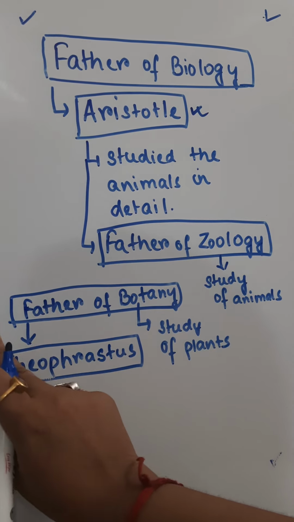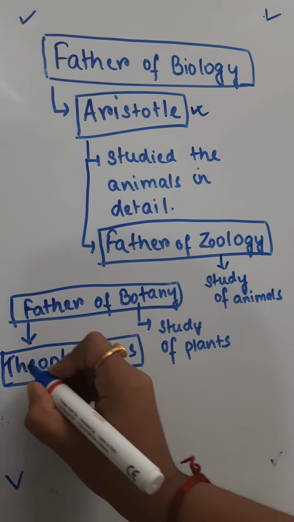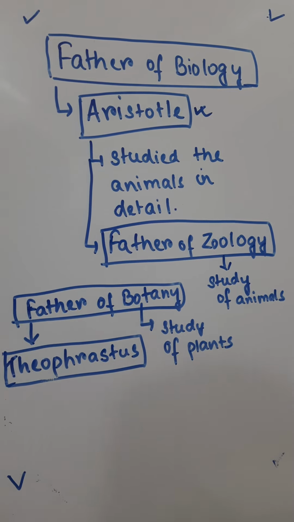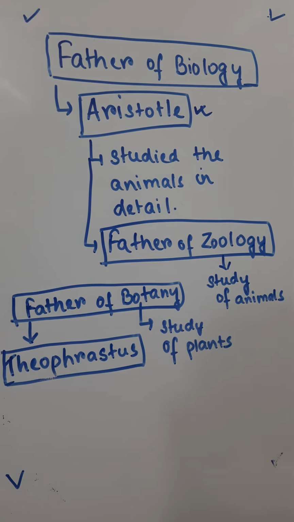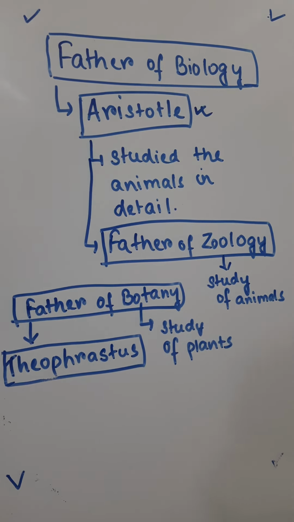Is that understandable? So, what did we understand here? We saw that Aristotle is called the father of biology as well as the father of zoology, because he studied the animals in detail, and zoology is basically the study of animals. On the other hand, who is the father of botany? His name is Theophrastus. He studied plants in great detail, and botany means the study of plants.